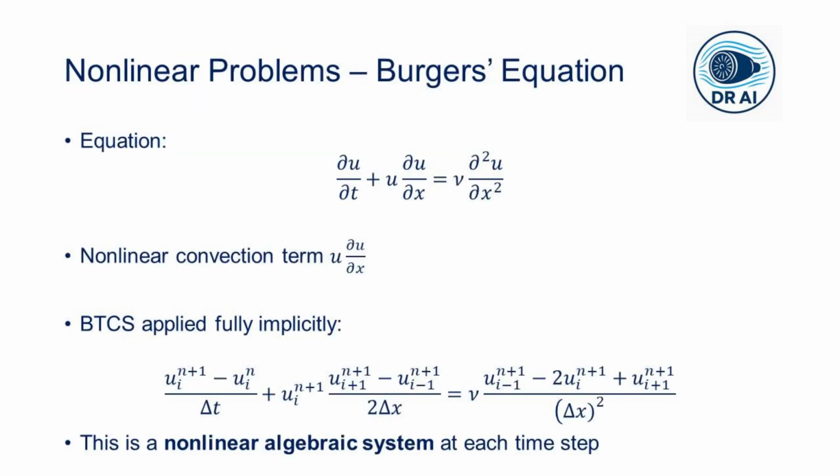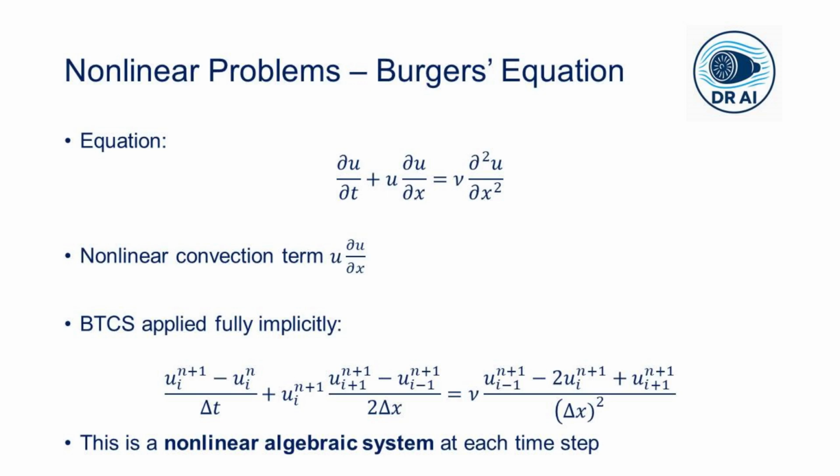Now, moving on, let us move to nonlinear problems. A classical model that combines nonlinear convection and diffusion is Burgers' equation, as displayed over here. Here the convection speed is the solution u itself. This equation exhibits shock formation and is a simplified version of the Navier-Stokes equations.